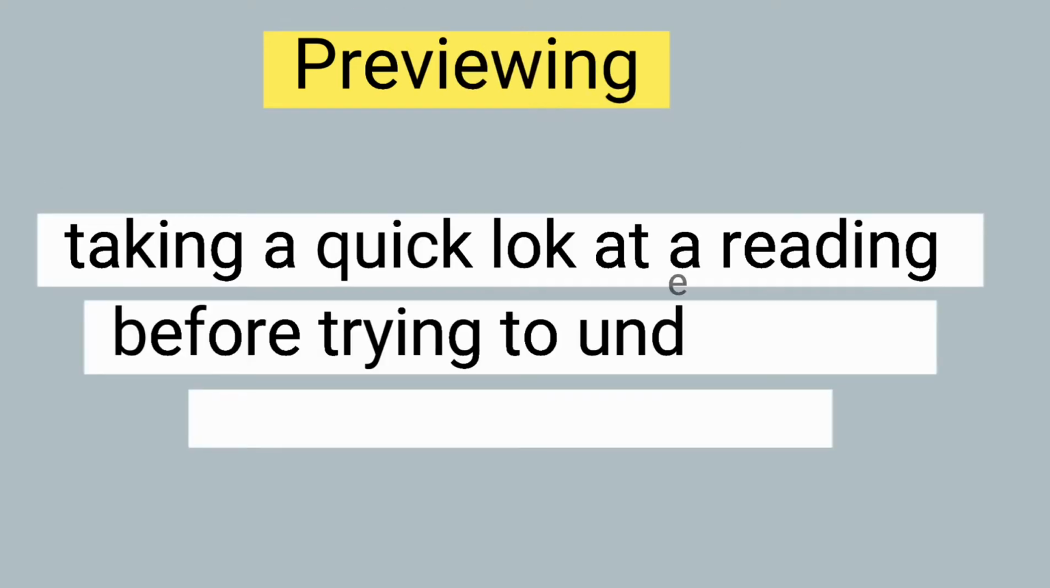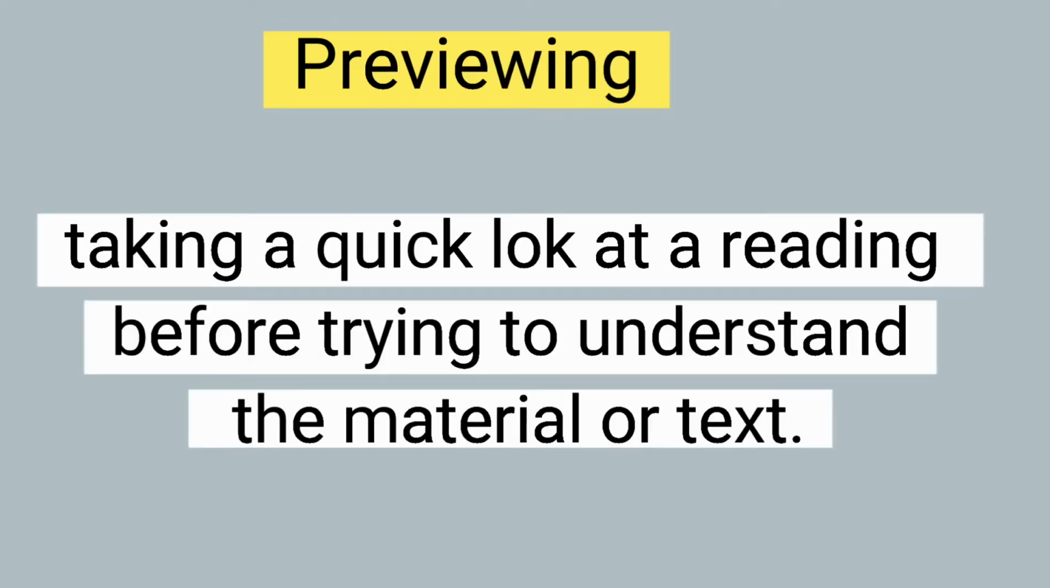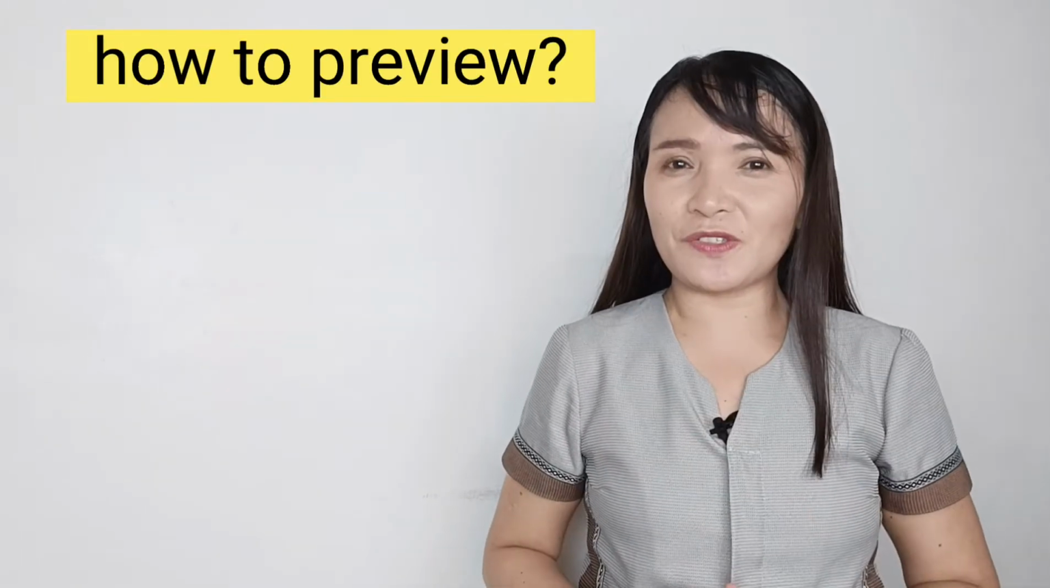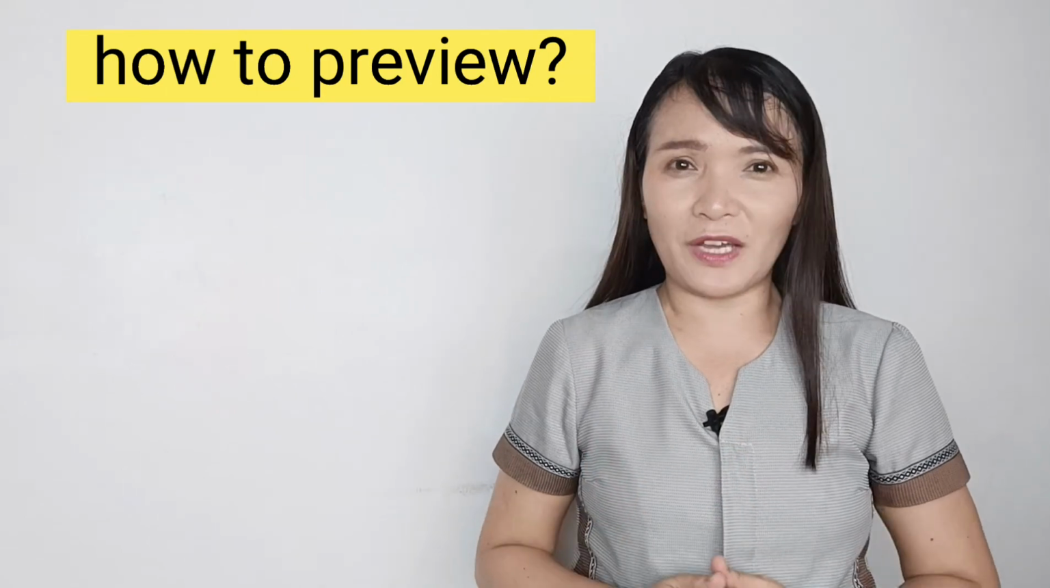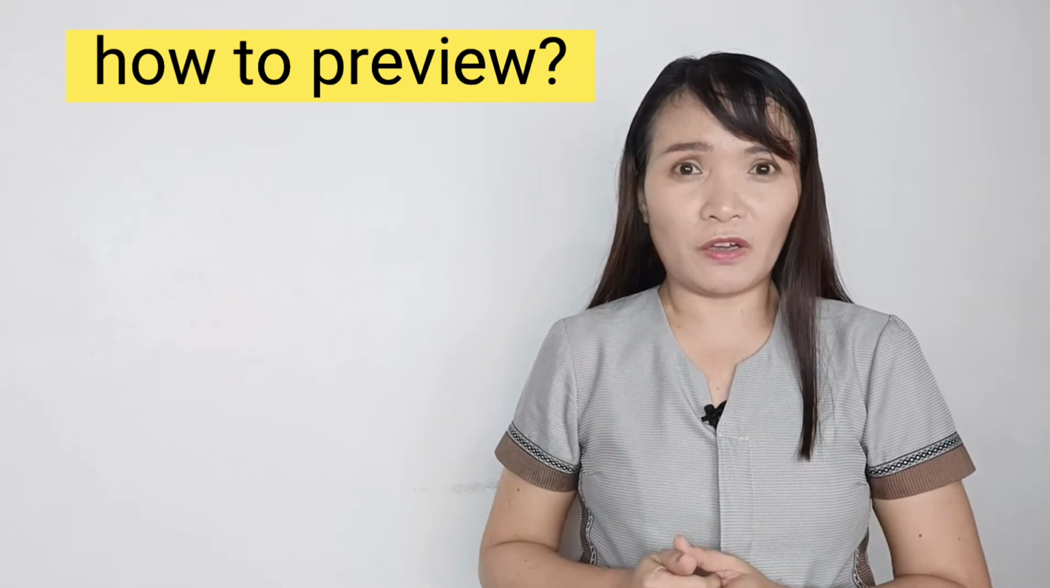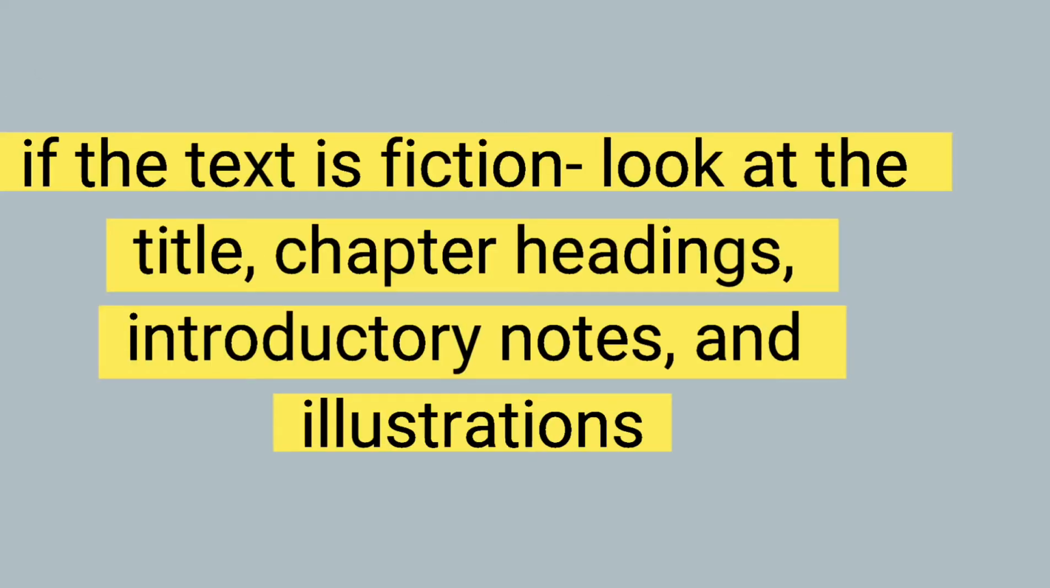Previewing is taking a quick look at a reading before trying to understand the whole material or text. How do you preview? First, ask yourself whether the text is based on reality or true events, or if it's a creative story. If the text is fiction or biography, look at the title, chapter headings, introductory notes, and illustrations for better understanding of the content and possible settings or events.